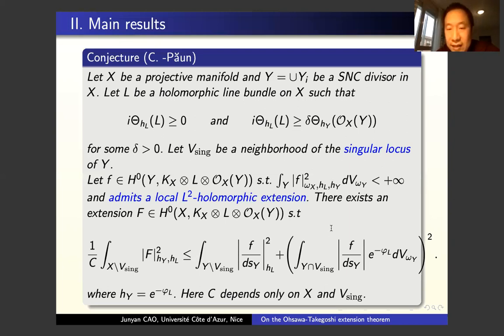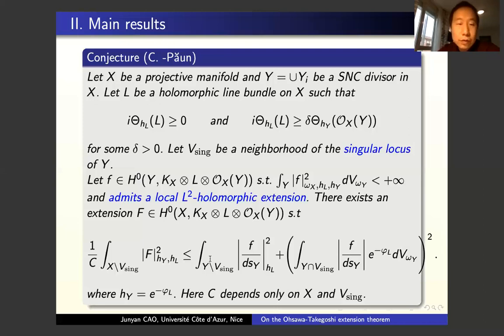And here we need to add another L1 norm. That means that close to the singular locus of Y, we need to assume that this L1 norm is bounded. So for our conjecture, we state essentially that if we assume that this L1 norm is bounded, then we can find an extension with a control on its L2 norm.